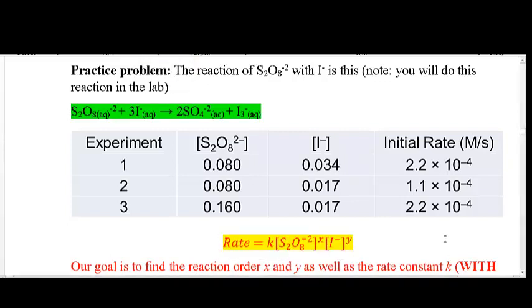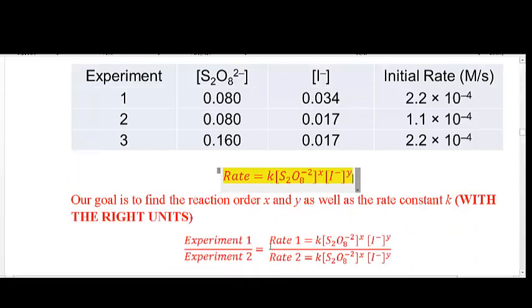And then after you formulate the generic version of this, your job, given this data table of all these 3 experiments, is to calculate K, calculate X, which is the order of the decay for this reactant, and calculate Y, the order of the decay for I minus. So go ahead and do this problem and then see if it matches what I got. Don't forget when you put the number for K, it must have the right units, and the units are going to vary dependent upon the orders of the individual reactant. Remember our goal is to find the reaction order X and Y, those exponents, as well as the rate constant K with the correct units.